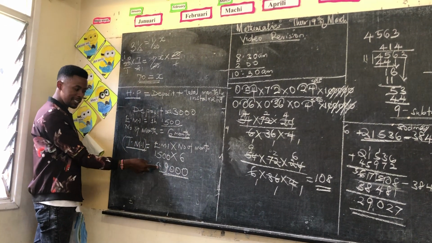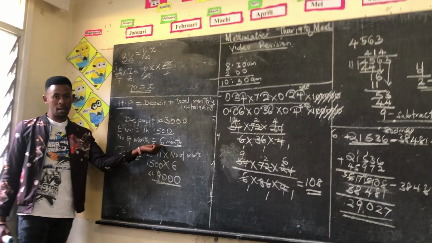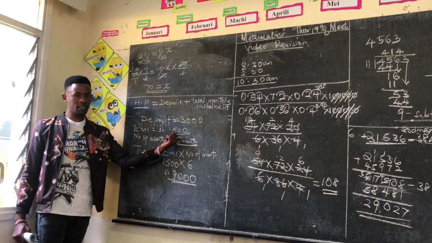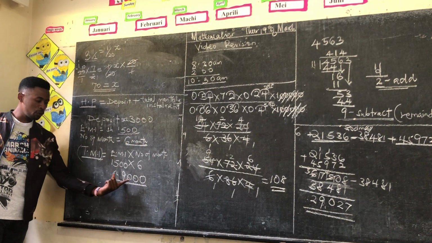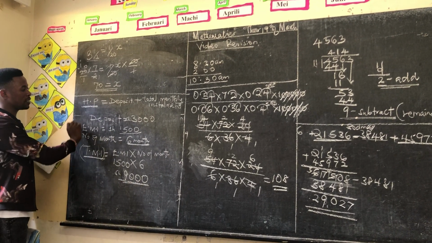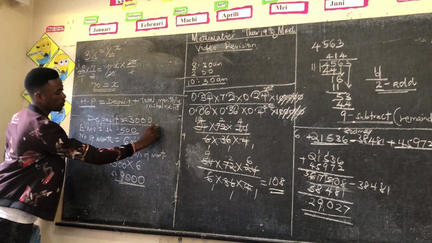And I'll say that this is the amount of money that he paid for 6 months, each month paying 1,500. So each month paying 1,500 for 6 months, that would be 9,000. Now, let's calculate the hire purchase price. The hire purchase price, we said, is the deposit plus the total monthly installment. Deposit was 3,000.